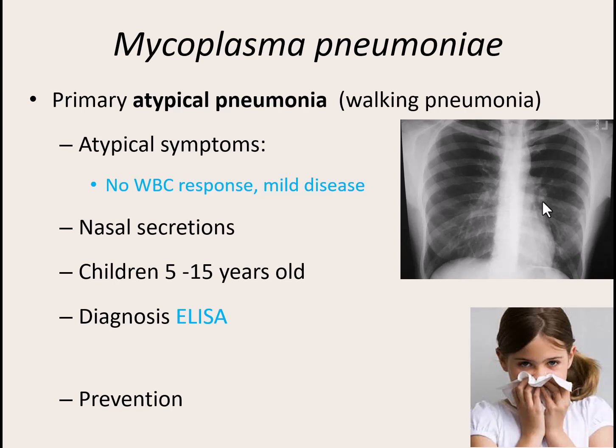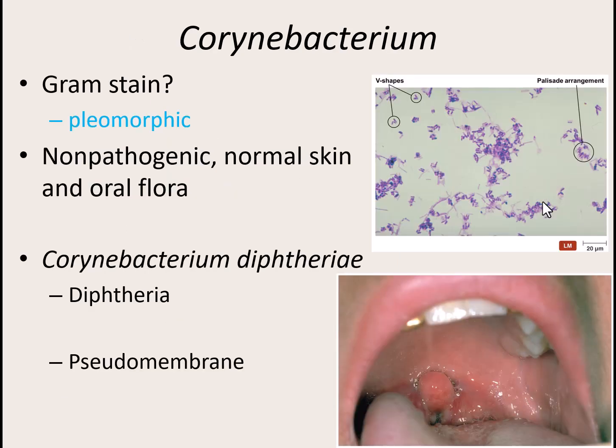Our third genus of gram-positive bacilli or rods that do not make endospores is the Corynebacterium. When we gram stain, they are also pleomorphic, and a lot of bacteria are in this genus. There's a lot of species. Most of them don't cause disease, so they're non-pathogenic, and they're just normal skin and oral flora, so we don't care about them because we are focusing on the ones that cause disease.